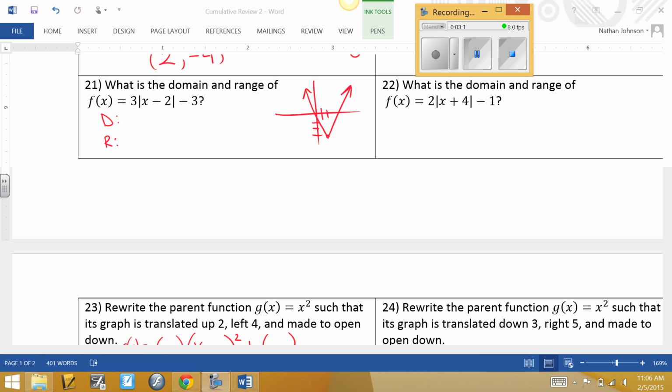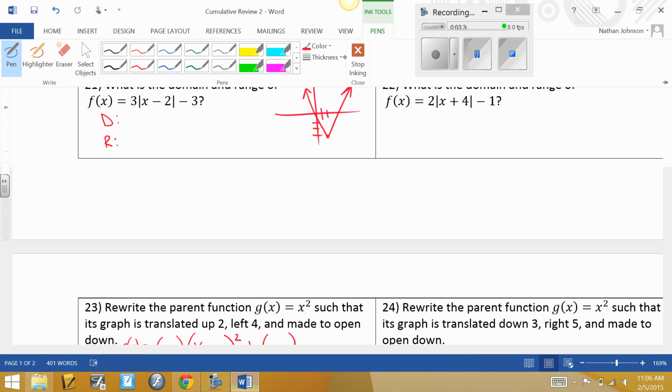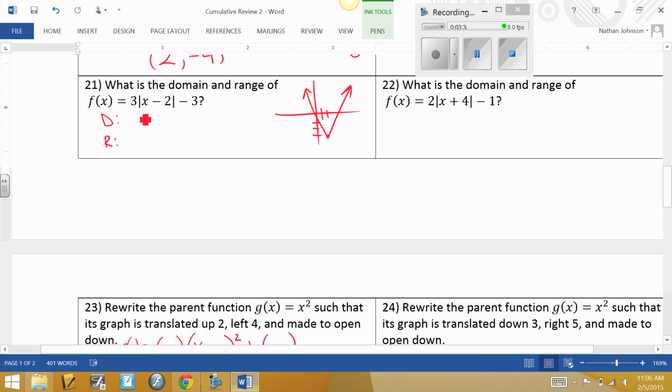Okay, for problem 21, to find the domain and range of a function, it's often helpful to graph it. So you can use your calculator, but I just drew a quick sketch of this graph. You can see that the two arms of this absolute value function will extend forever to the left and right. So we can tell that our domain is going to be negative infinity to infinity. All x values are possible inputs to this function.